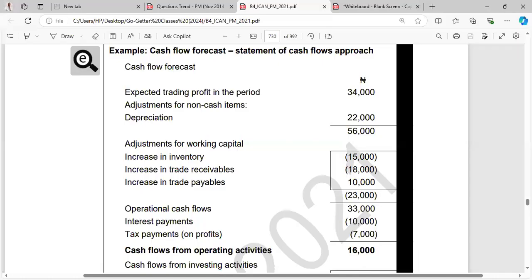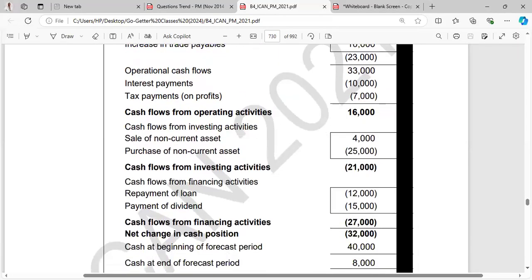That is like statement of cash flow. Then you will come and use investing activities. If you sell your non-current assets, money is coming in when you sell them. When you purchase a new non-current asset, money is going out. So the net off between them is cash flow from investing activities.